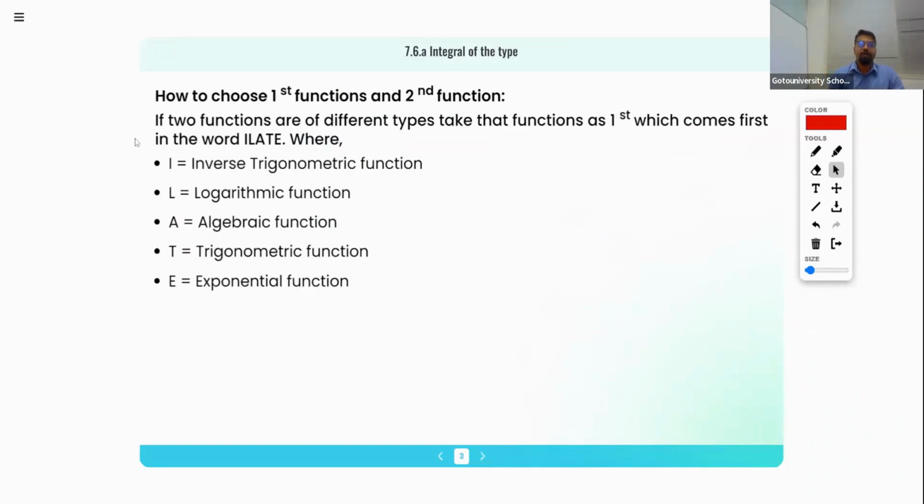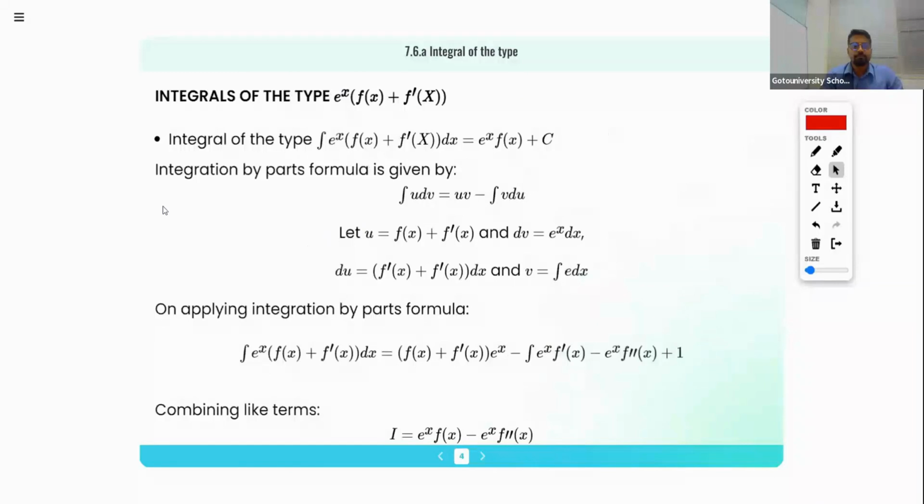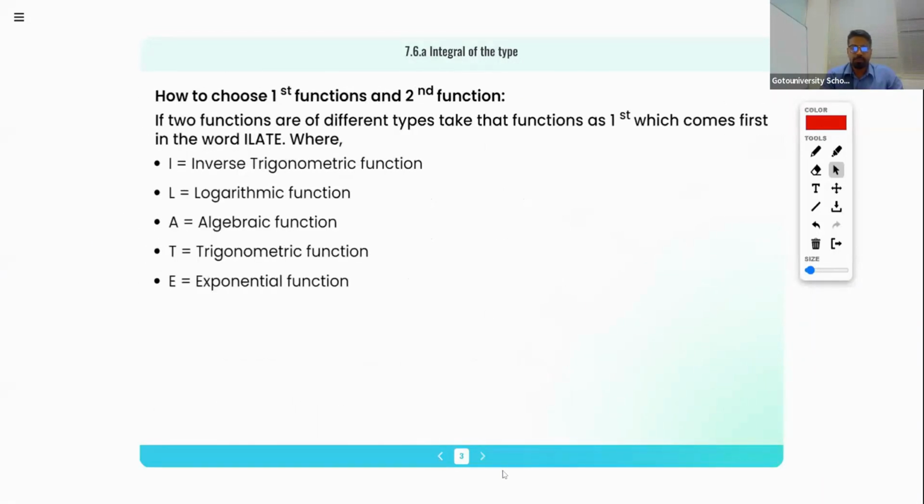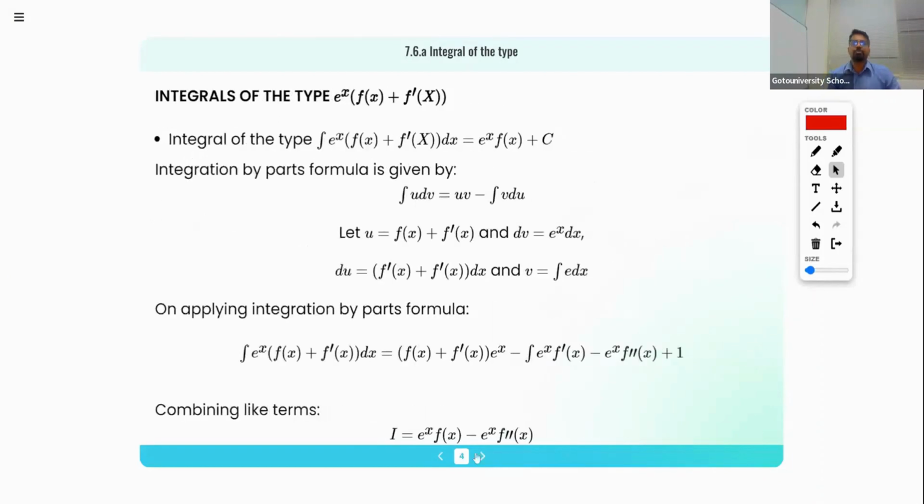If the two functions are of different types, take as the first function the one which comes first in the word ILATE, then the remaining will be the second function. Let's take an example. Before solving this, there is one more part. What if it is of this form?